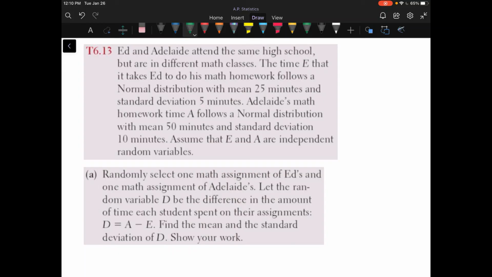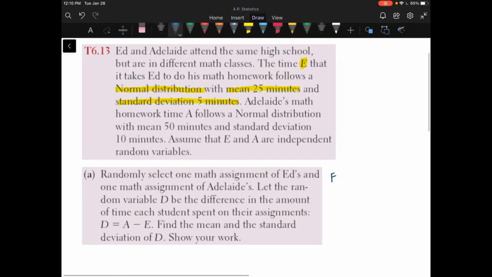In this example, we have two students, Ed and Adelaide, and they attend the same high school but are in different math classes. The time E that it takes Ed to do his math homework follows a normal distribution with a mean of 25 minutes and standard deviation of 5 minutes. So we have E, and it's approximately normal, and we can represent that as N(25, 5).